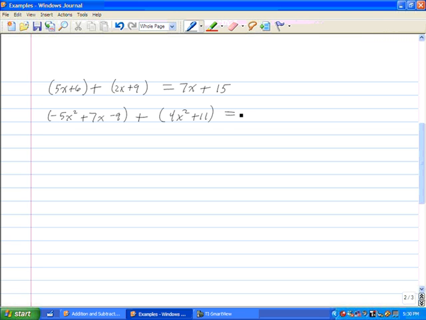Again, adding like terms. X's are like x's and y's are like y's, and x squares are like x squares. We'll add the negative 5 to the 4 and get a negative x squared, or negative 1x squared. 7x, there's nothing there to add to it, so it comes on over. The negative 9 and the 11 will give you a plus 2. Alright, so let's try a few more of those.